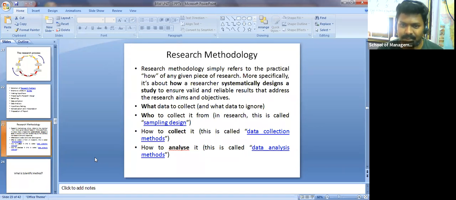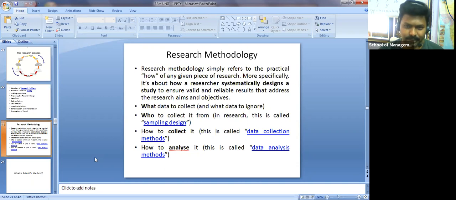Now we have one more important terminology or concept in your first unit, that is called research methodology. I already explained it to you, but let me explain what this research methodology is. It simply refers to the practical how of any given piece of research. So how we are doing that, you should have an idea.